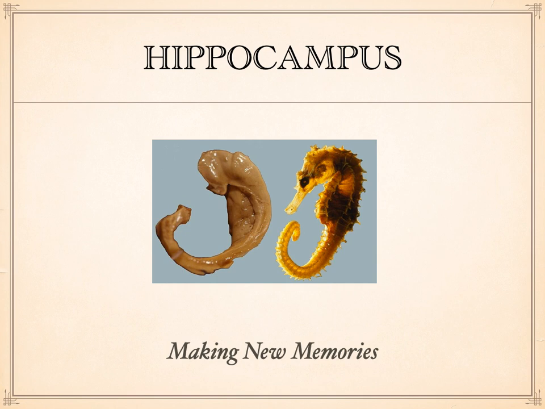The last part is what's called the hippocampus. Now I've got this picture up here for you of a seahorse, right? The thing on the left is not like a baby seahorse. That's actually your hippocampus. And so it looks a lot like a seahorse. And this is the part of your brain that's heavily involved in memories, recalling memories, and making new memories. That's going to be the job of the hippocampus.